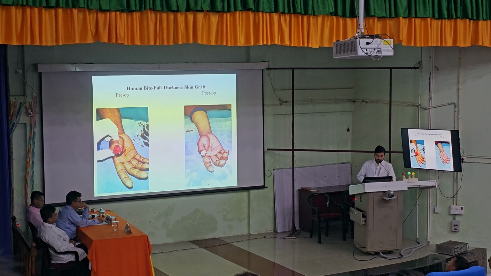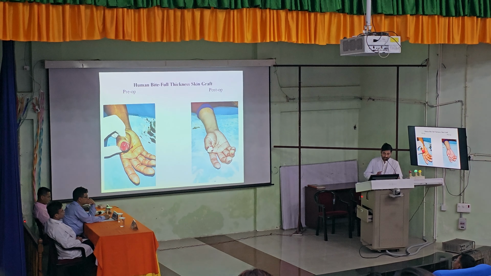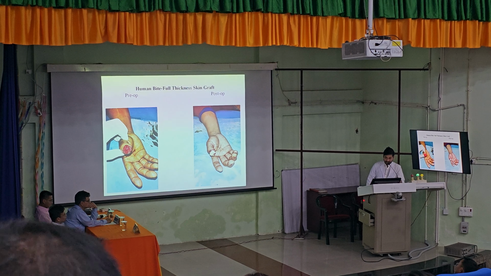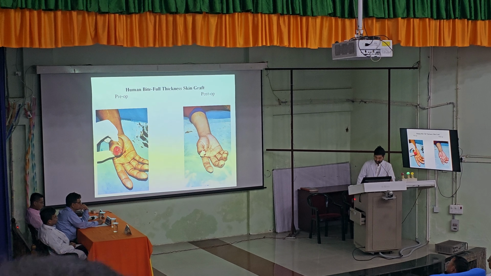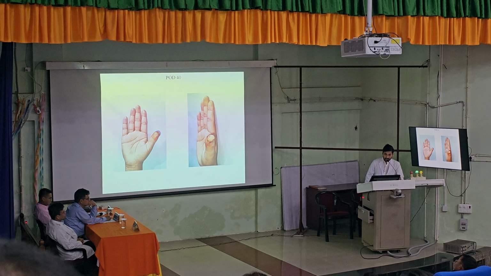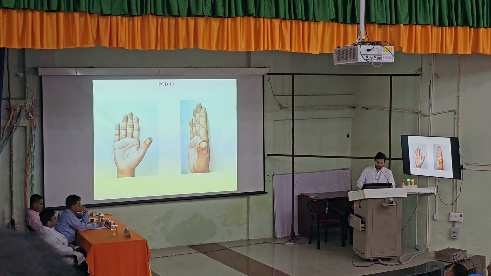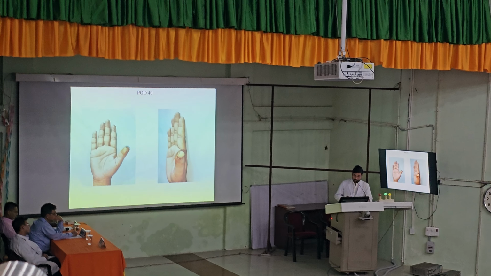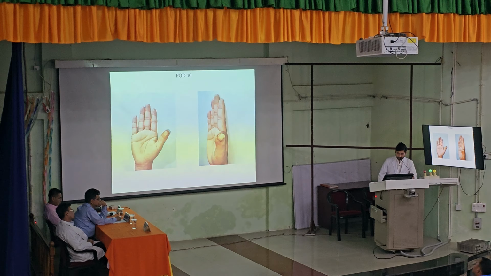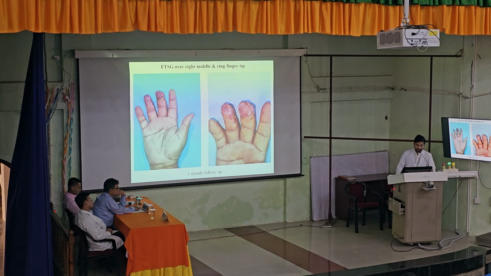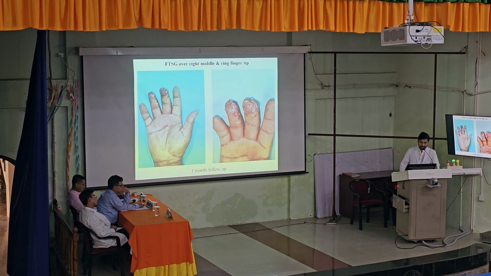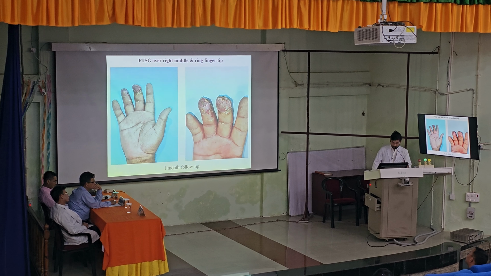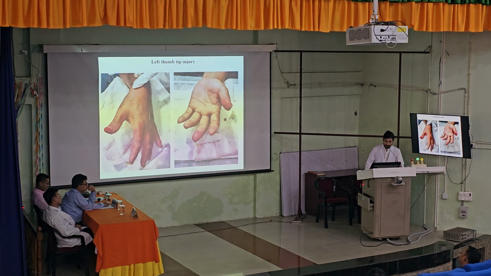We got 1 case of human bite, where we did a full thickness skin graft. On the left hand side, we can see the pre-operative photo, and on the right hand side, we can see the full thickness skin graft that was applied from the distal amputated stump. This is a POD 40 photo, where we can see the graft is well settled, well bedded and sensate, and cosmetically better. This is a full thickness skin graft over the right middle and right ring fingertip. This is a 1 month follow-up case. You can see the wound is healing properly after 1 month.